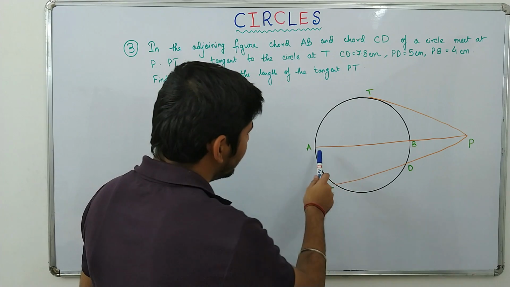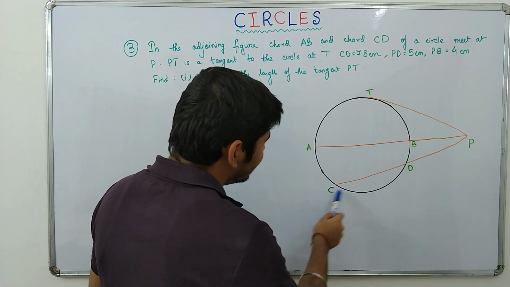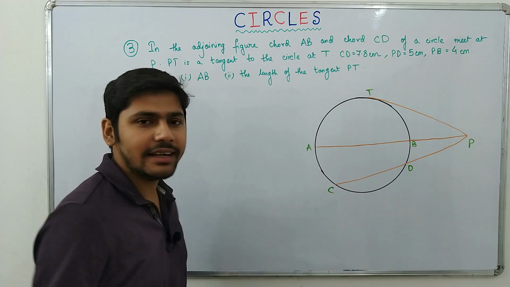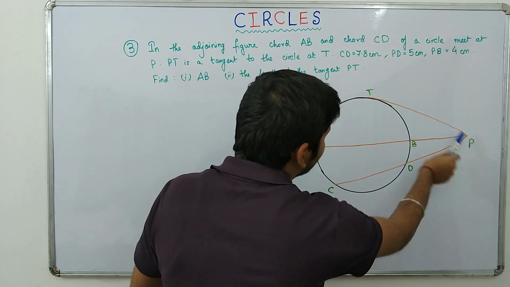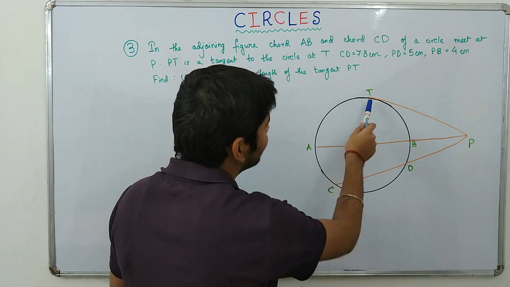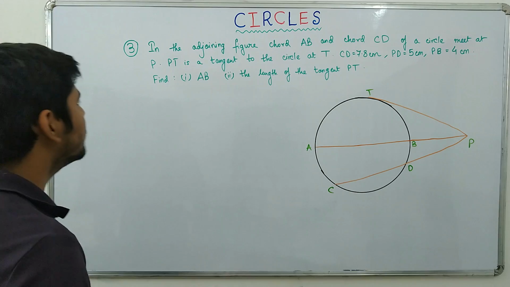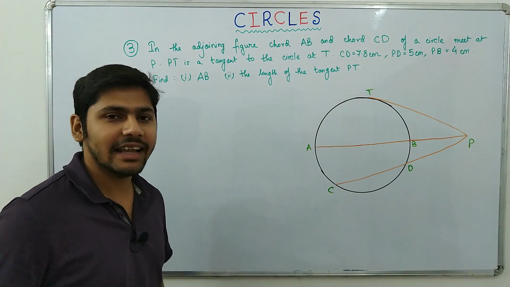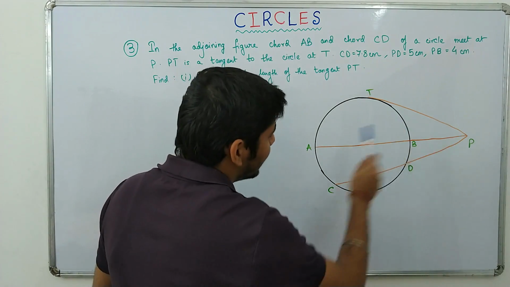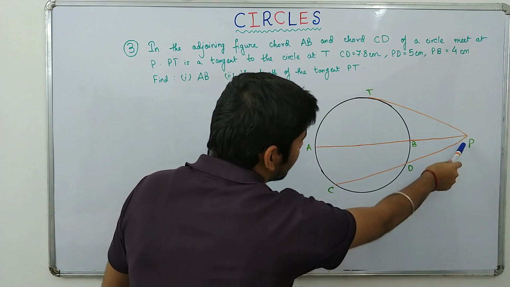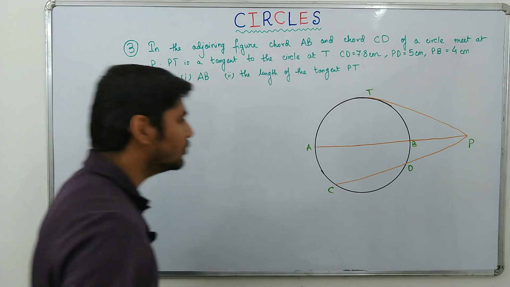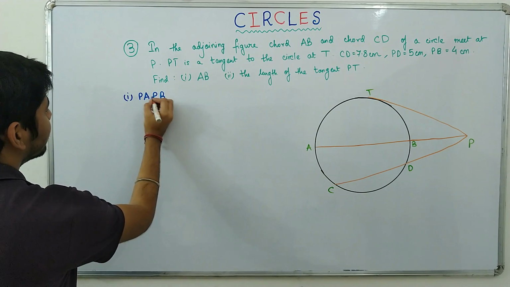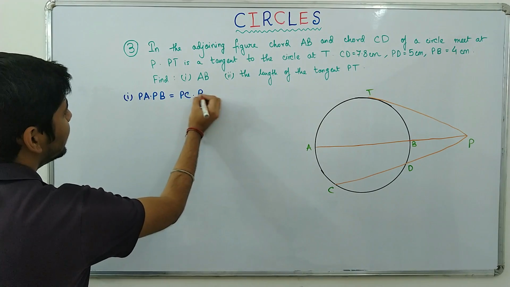This is the given figure. AB is a chord of the circle, CD is a chord of the circle, and both the chords meet at P. That means they intersect externally. And PT is a tangent to the circle at T. So let's begin. In the first one we have to find AB. Now we know that if two chords of a circle intersect externally, then PA into PB will be equal to PC into PD. So let's do that. So number 1, PA into PB is equal to PC into PD.